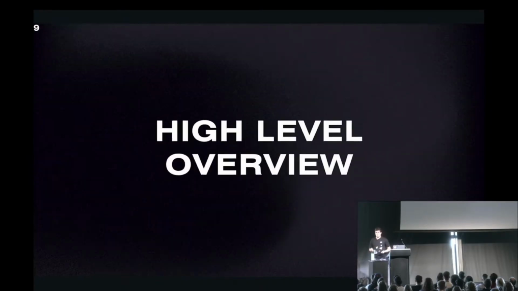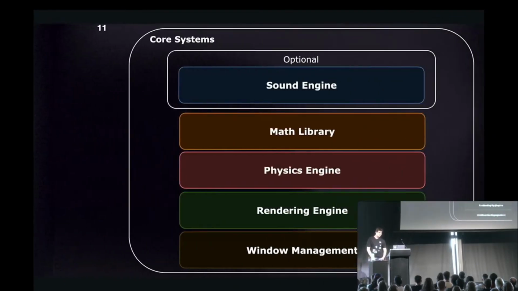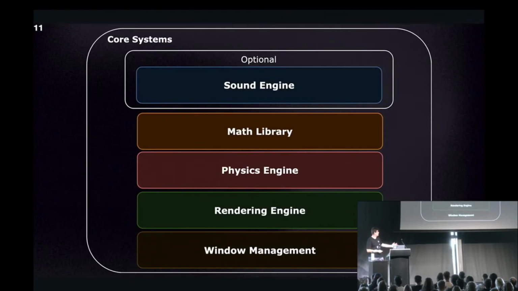So what about a high-level overview of what an engine looks like? Well, this diagram here is by Jason Gregory, and it's the architecture of a game engine. This is a very confusing and very small diagram, and that is the point. It's meant to scare you and think that game engines are hard, but they're not. This is really what your core systems will look like. You'll have a sound engine, a math library, a physics engine, a rendering engine, and some sort of window management. Now, the core ones that you would need are your math, physics, rendering, and window, and sound is something that you'd want if you want a polished game, but maybe not necessary.